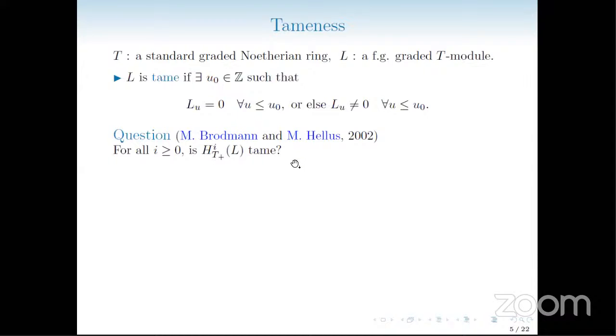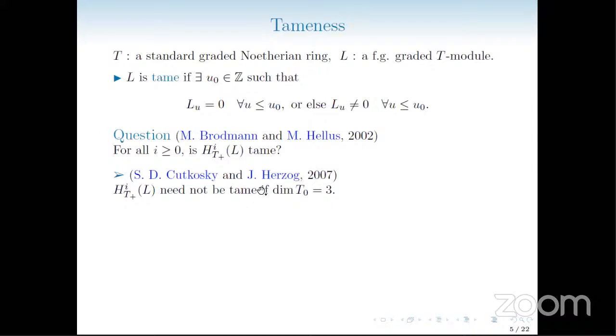And there are some affirmative answers known for particular cases, when i is the cohomological dimension, or for the case when the base ring T0 has small enough dimension, I mean dimension less than or equal to 2. For those cases some positive answers are known, but Cutkosky and Herzog produced an example to show that it need not be tame even if the dimension of T0 is 3.